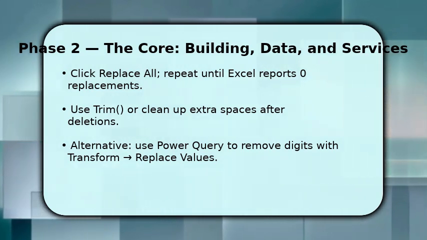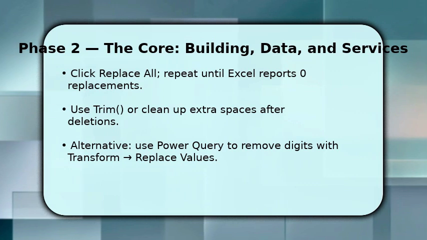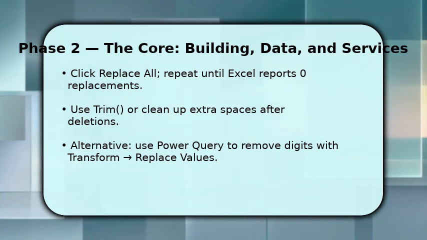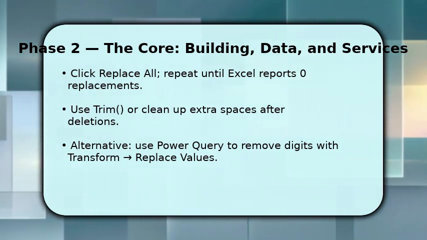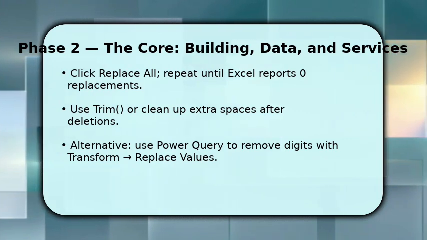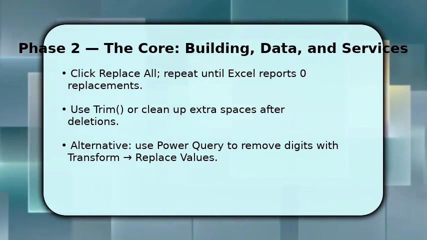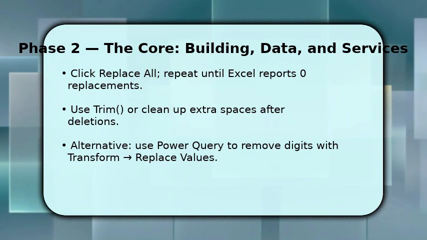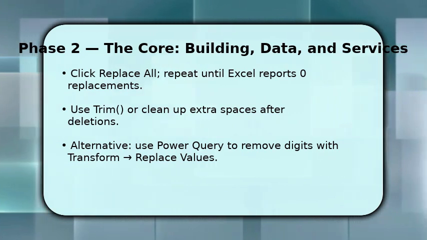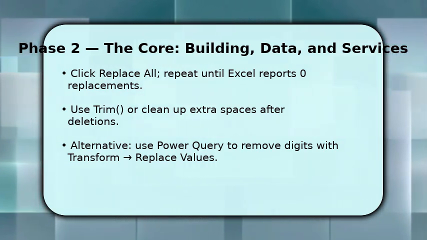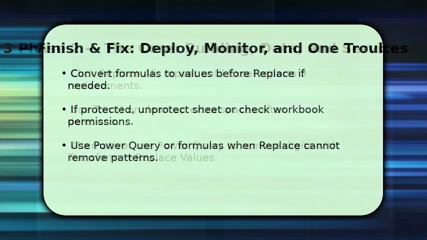Once done, remove leftover double spaces by selecting the range and using a helper column with =TRIM(cell), and paste values back. Alternatively, for complex data, use Power Query. Load the table, add a transform step using Replace Values with a pattern. Then close and load. To finish, verify all changes, then save over the copy once satisfied.